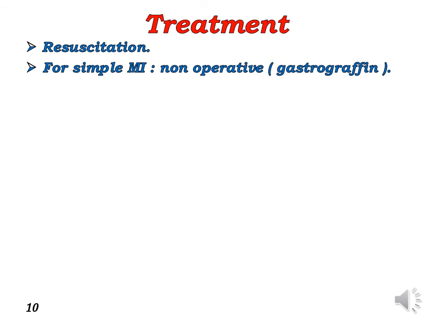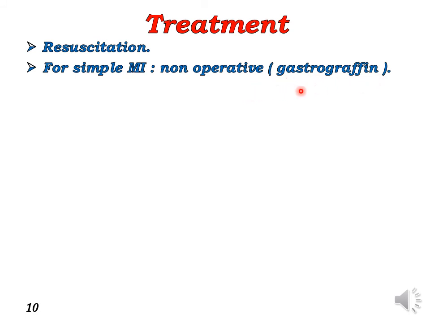Treatment. The treatment of this condition is according to the type. After resuscitation, as we said, with nasogastric decompression, IV fluid, electrolytes, and antibiotics, we decide either to start observation, conservative treatment, and non-operative treatment. For the simple, uncomplicated type, we use Gastrografin, meglumine diatrizoate, a water soluble material, for diagnosis and for treatment, diagnostic and therapeutic.